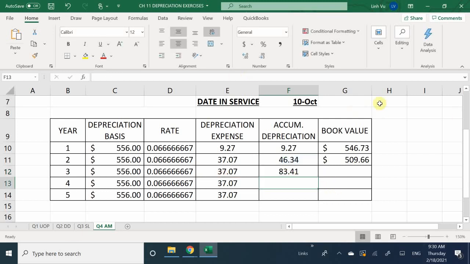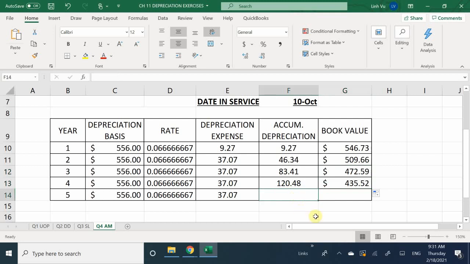83.49. Making my book value to be 472.59. Good. All right. What is going to be my accumulated depreciation for year 4? 120.48. Bringing my book value for year 4 to be 435.52.